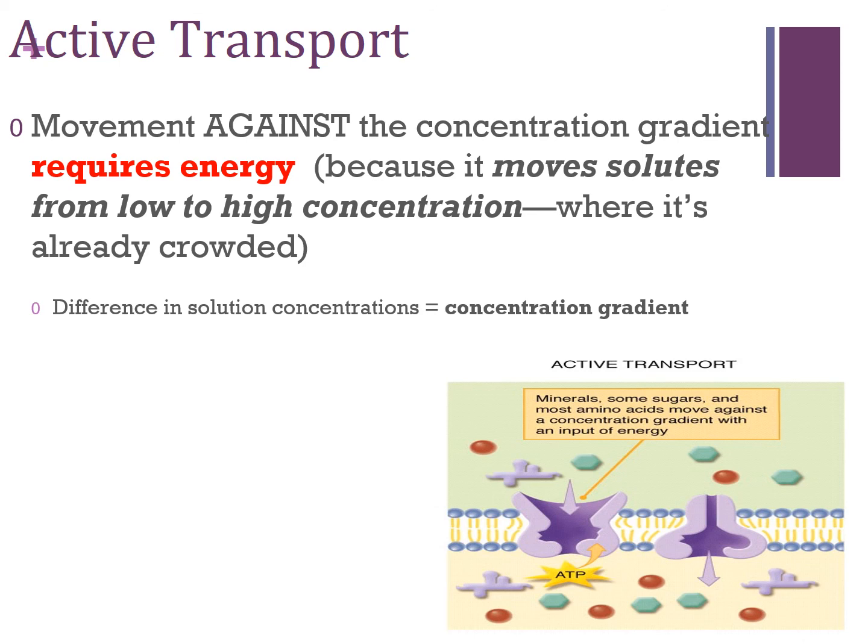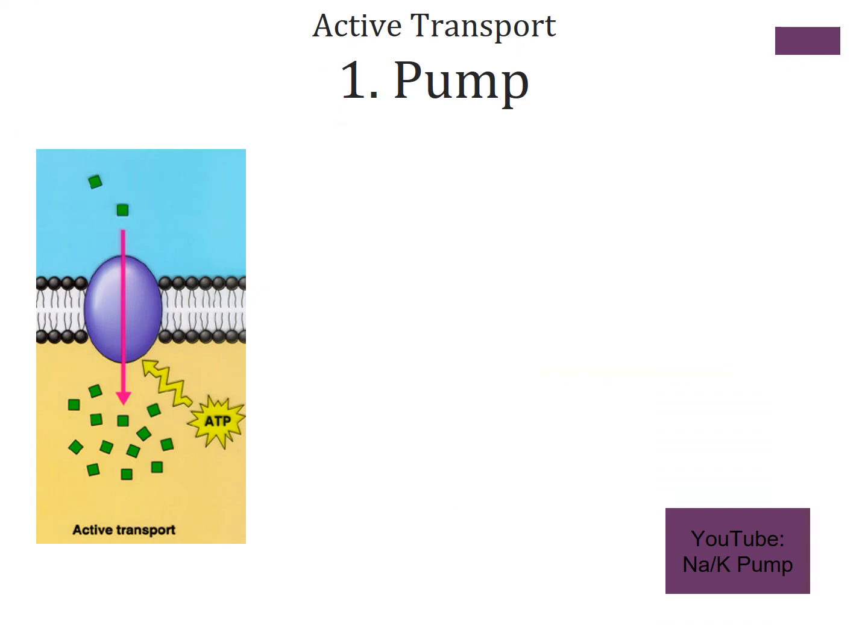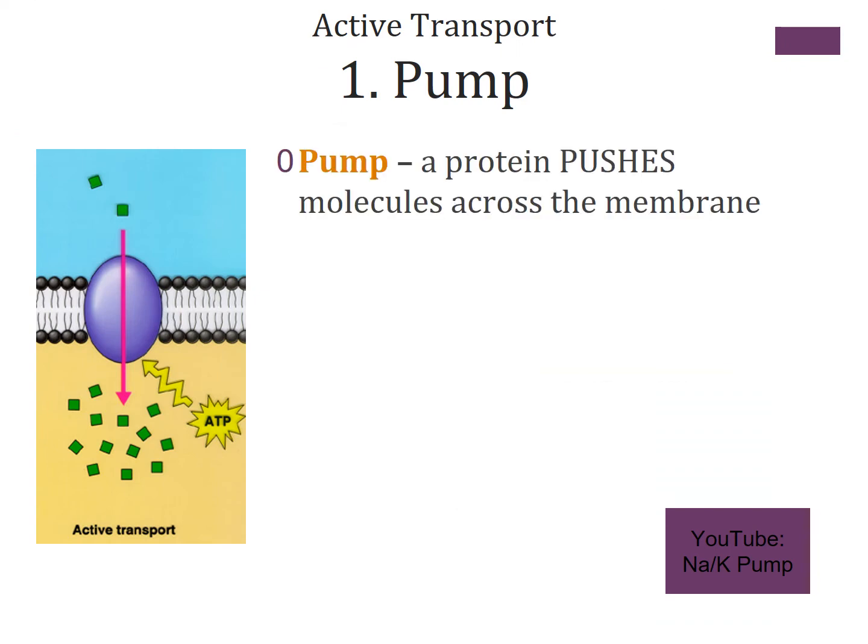The part that I forgot to mention, and so I'll stick it in here, is that the difference in solute concentrations is called a concentration gradient. And I'll show you more about that in class. The first type is a pump. A protein pump is going to push molecules across the cell membrane. And remember, it's pushing them in the way that they don't want to go.